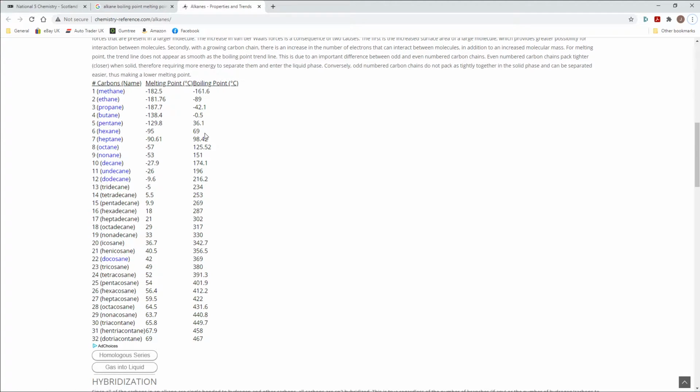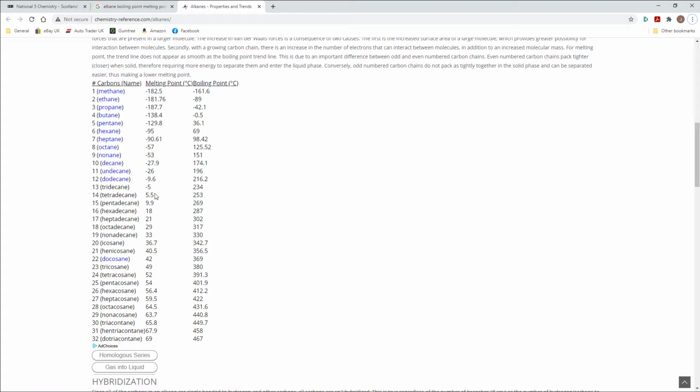But now we don't need to look at this to find out what's going to be a liquid at room temperature. We need to look at our melting point, because it's the melting point that turns things from a solid into a liquid. So what's the last one of these alkanes that I'm going to see as a liquid at room temperature, and which one is going to become a solid?